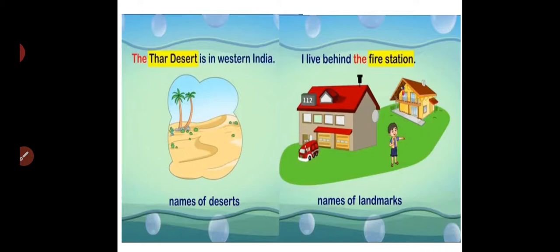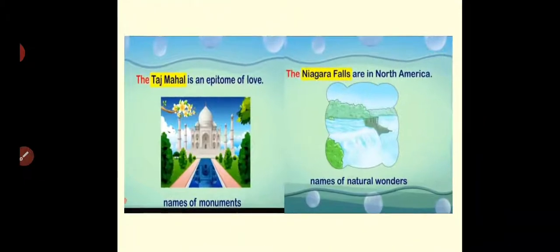For example, I live behind the fire station. Or another example, I'm living behind the Greenfinger School. Behind the Greenfinger School, so this is a landmark. Again, we can see the article is used before the names of monuments. The Taj Mahal is a famous monument, the Red Fort, the Qutub Minar, the Charminar.